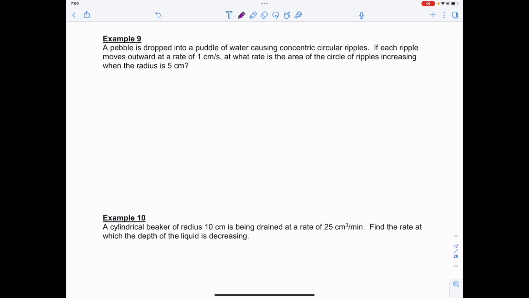Question 9. A pebble is dropped into a puddle of water, causing concentric circular ripples. So obviously it's a circle again. If each ripple moves outward at a rate of 1 centimeter per second, at what rate is the area of the circle of ripples increasing when the radius is 5 centimeters? So we have, it's dropped in here, and then I have concentric circles which are moving further and further out for my radius. I'm dealing with the area of the circle. So the area of a circle is pi r squared. We know that A is going to be the area, r is going to be the radius, and t is going to be the time.